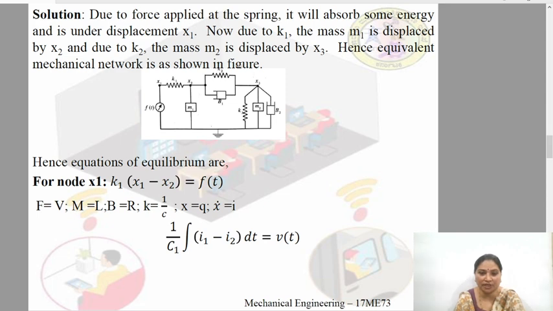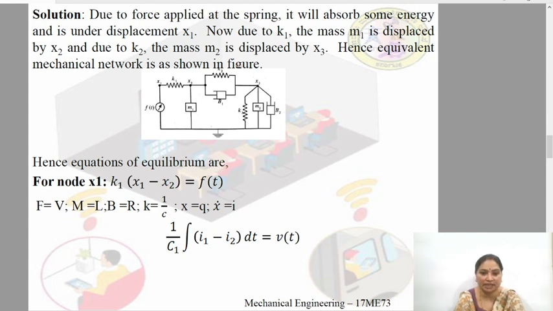So the force f of t is to be directly connected to the node x1. So the spring is k1. Next we have the node x2 to which the mass m1 is attached, and the spring k2 and the damper b1 exist between the two nodes x2 and x3, and the spring k3, mass m2 and damper b2 are purely under the displacement of x3, so therefore they all are attached to the common node x3. Hence the equations of equilibrium can be written for the three different nodes.